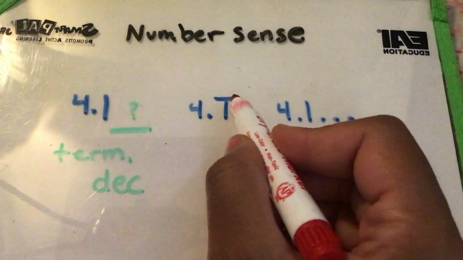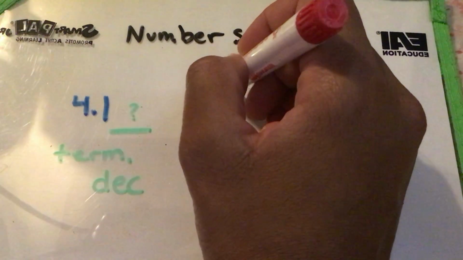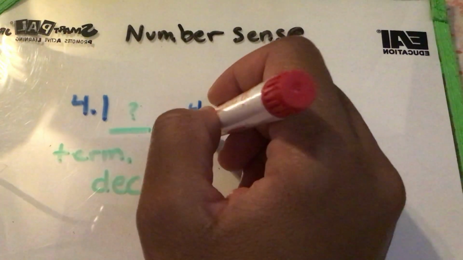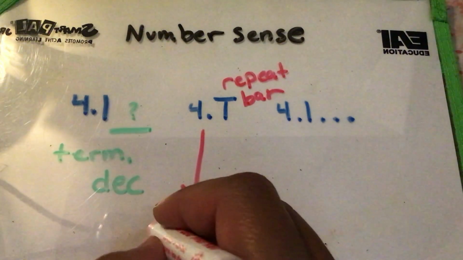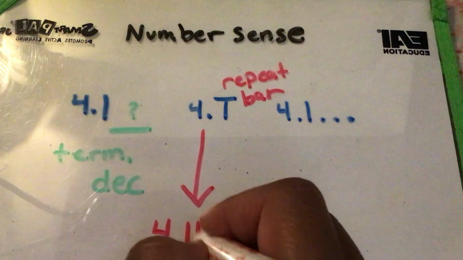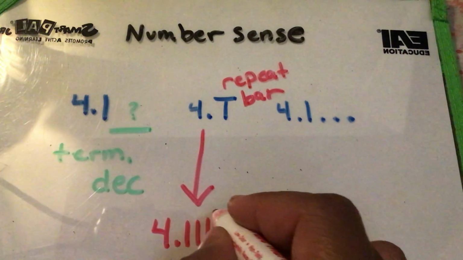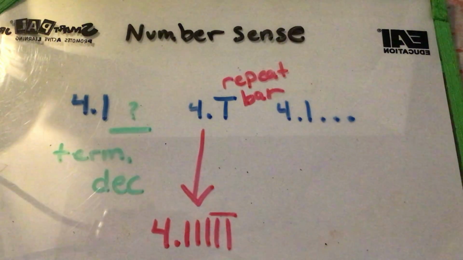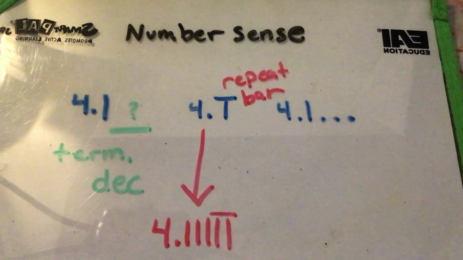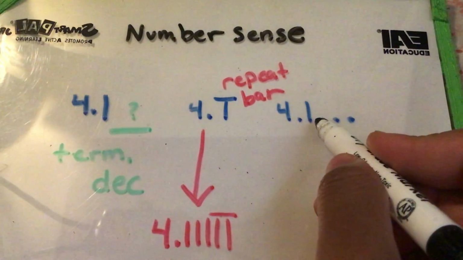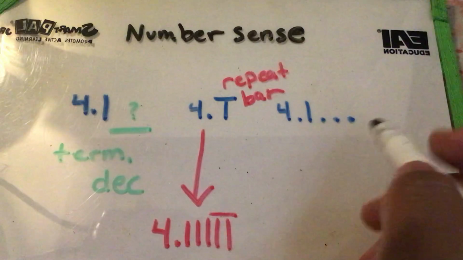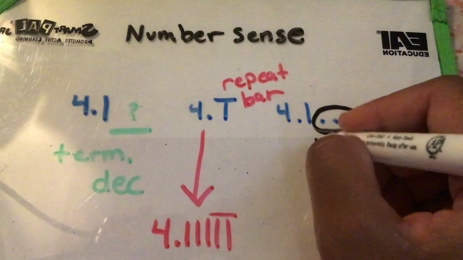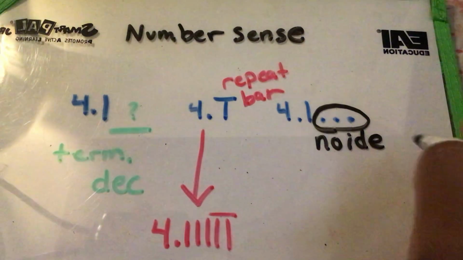For our second one, this is a repeat bar. So 4.1 with a repeat bar means we have a 1, 1, 1, 1, 1 that goes on and on and on forever, which we indicate with a repeat bar. Now, if you're thinking, well, the second and the third thing are the same exact value, isn't this a 1 afterwards, like a 4.11111? And the answer is no. These three dots indicate that we have no idea what is happening next.